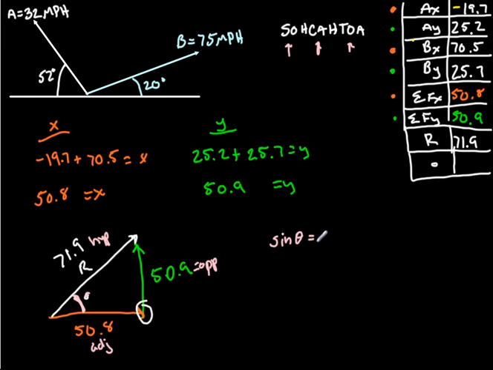I just always use sine. I try to use sine for everything, just because it's the first one. So sine of an angle equals opposite over hypotenuse. The angle we don't know, we're going to keep it theta. Our opposite value is 50.9.